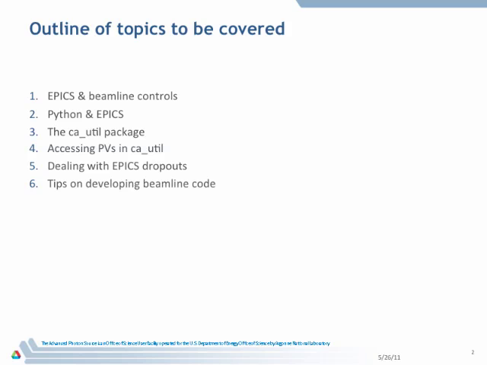I'm going to talk specifically about the CAUtil package, which is sort of intimidating since the author is in the room. I'll talk about accessing PVs and what those are in that routine, dealing with what I'm going to call epics dropouts, and some tips that I've picked up in terms of writing beamline code, a few of which I don't follow, as Matt can tell you.